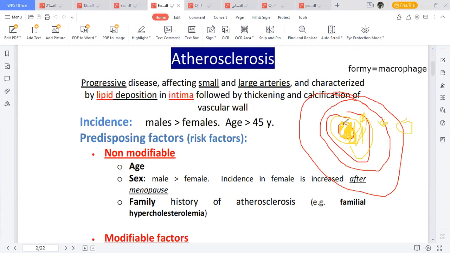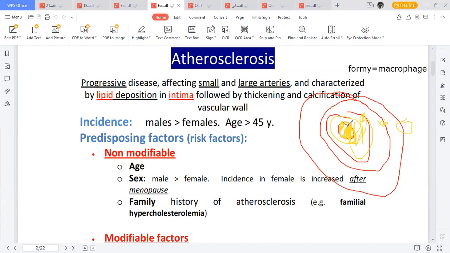So what I want you to understand is that in atherosclerosis, there's a deposition of lipids in the tunica intima, and when the lipids have been deposited there, there's calcification of the vascular wall. Because when a lipid is deposited in the tunica intima, it will start bulging and occluding the lumen of the blood vessel. Once the lumen is occluded, there will be diminished blood supply to a certain tissue. That is what I want you to remember.